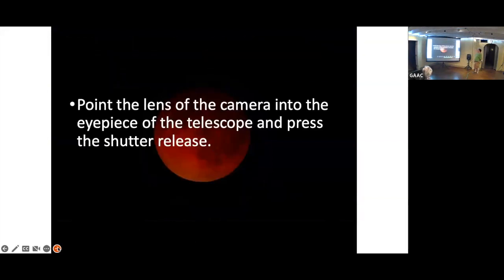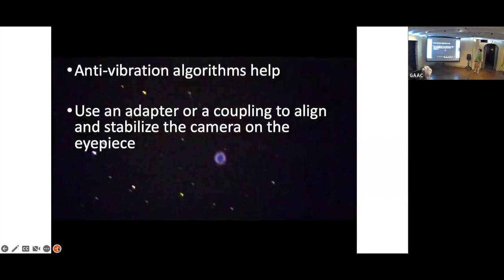Basically, you just point the lens of the camera into the eyepiece of the telescope and press the shutter release. That's it. There are ways to improve your ability to take the pictures, like anti-vibration algorithms, which are software in the phone. All of your phones automatically apply anti-vibration algorithms to your photographs, because what most of you don't realize is that you're shaking a lot when taking those pictures, and the phone figures out what's important and what's not and tries to fix it for you automatically.